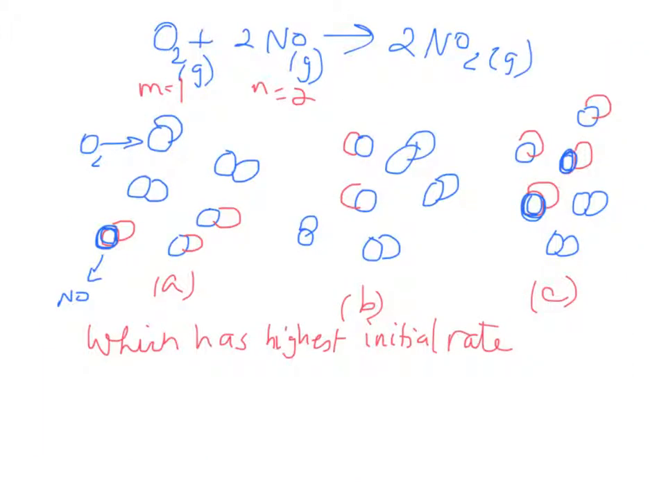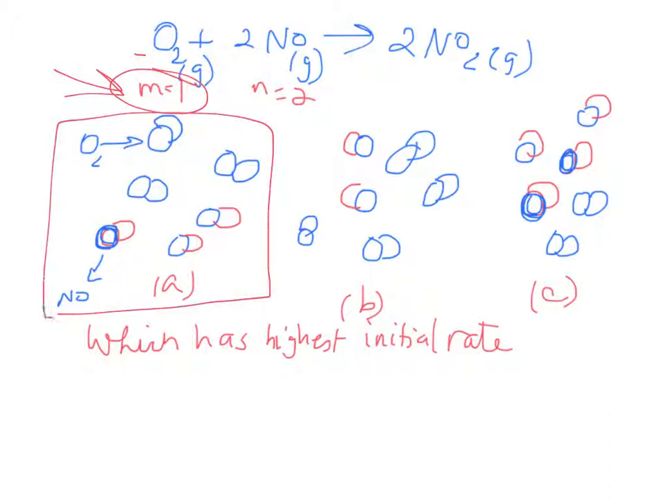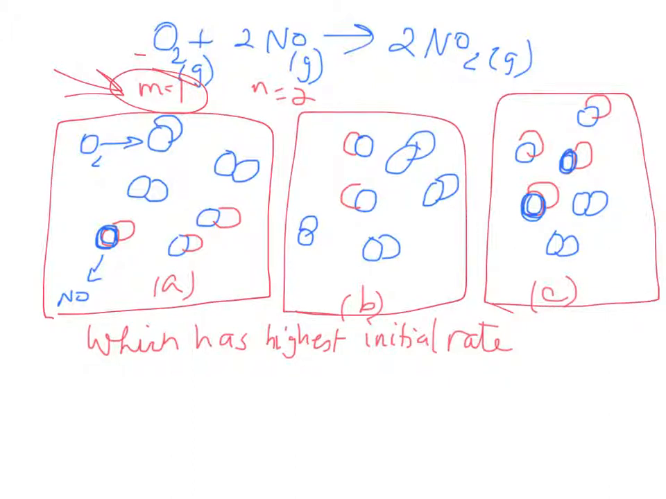So you're given this problem. You're given a reaction where oxygen is reacting with 2 moles of NO to give you 2 NO2. You're also given the orders, and these are experimentally determined numbers, not the stoichiometric coefficients. So the information provided is that the order with respect to oxygen is 1, with respect to nitrogen monoxide is 2, and there are 3 experiments, 3 scenarios. This is 1, this is 2, this is 3. And you're asked essentially which one of the 3 is going to have the highest initial rate.